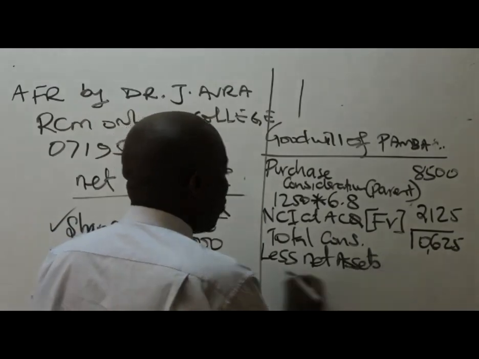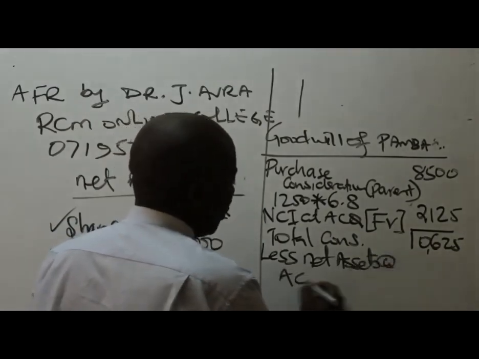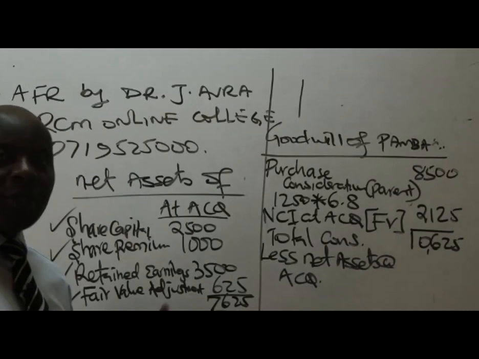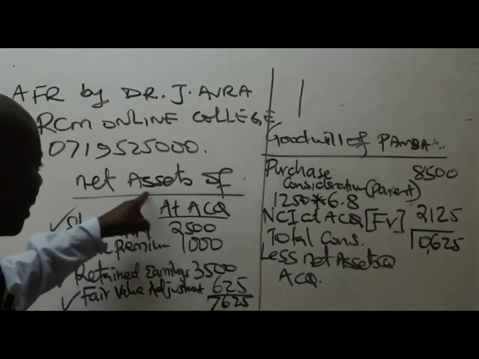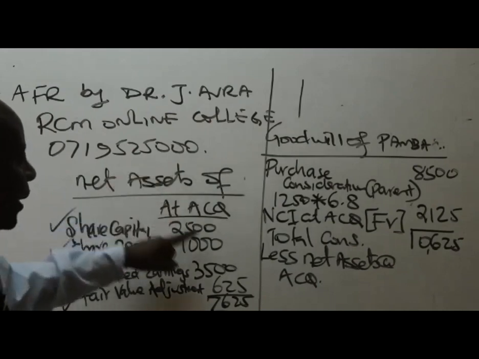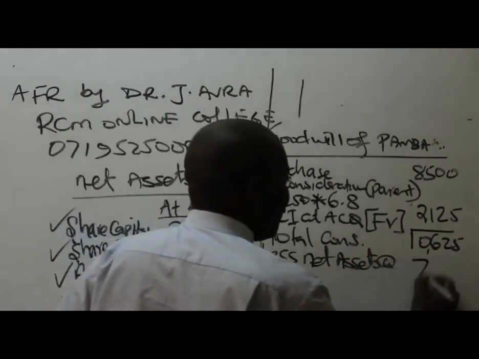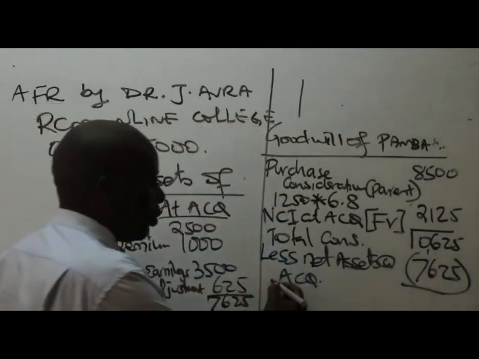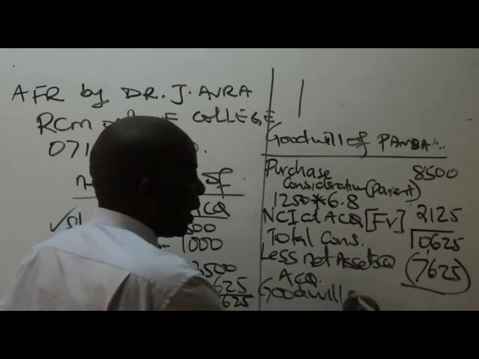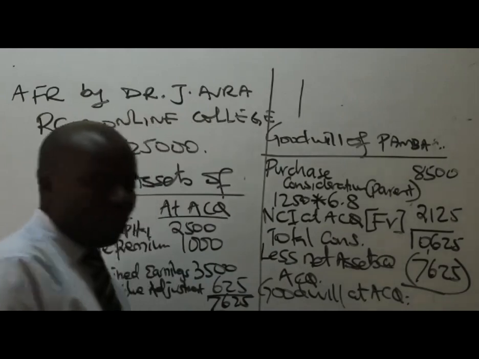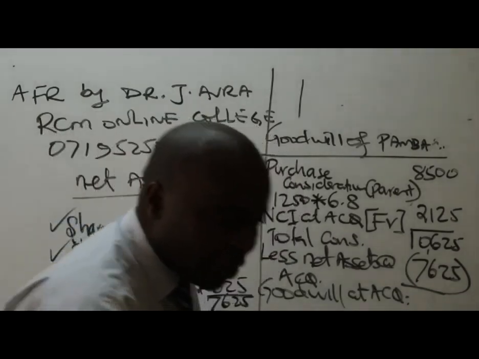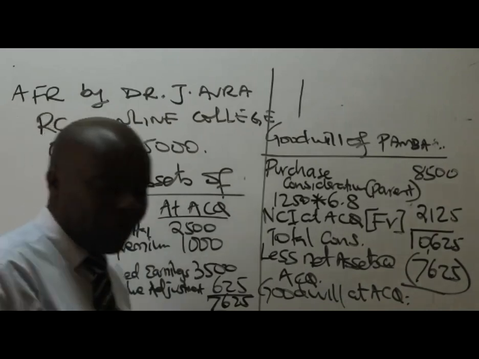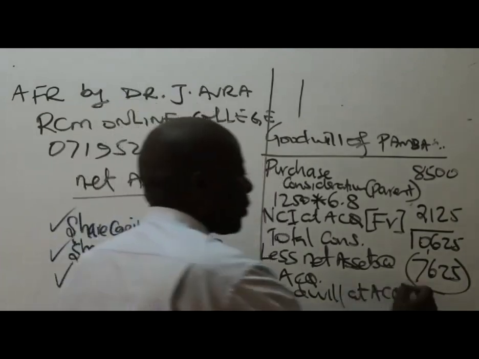the net assets of the subsidiary at acquisition. So net assets of the subsidiary, we have them here. Net assets of PAMBA, of the subsidiary at acquisition, they were worth 76.25, like that. So please go ahead and subtract. Whatever you get will be called goodwill at acquisition. So we have 10,625 minus 76.25, which will end up giving us goodwill at acquisition of 3,000.